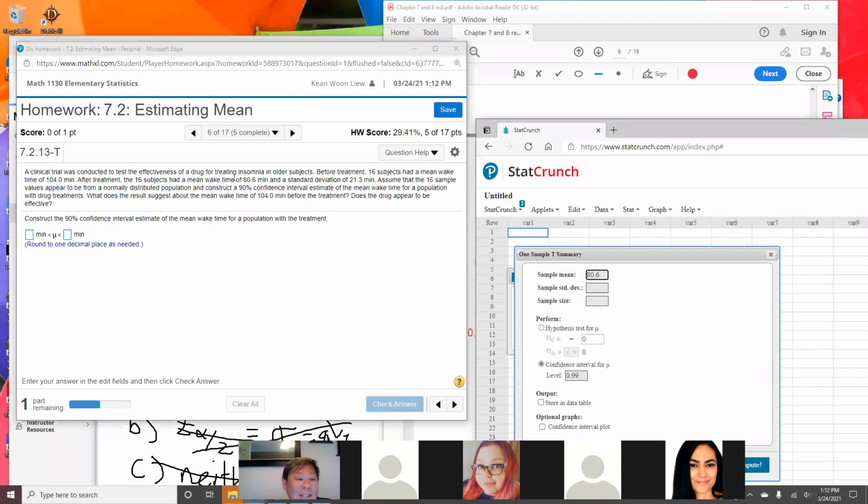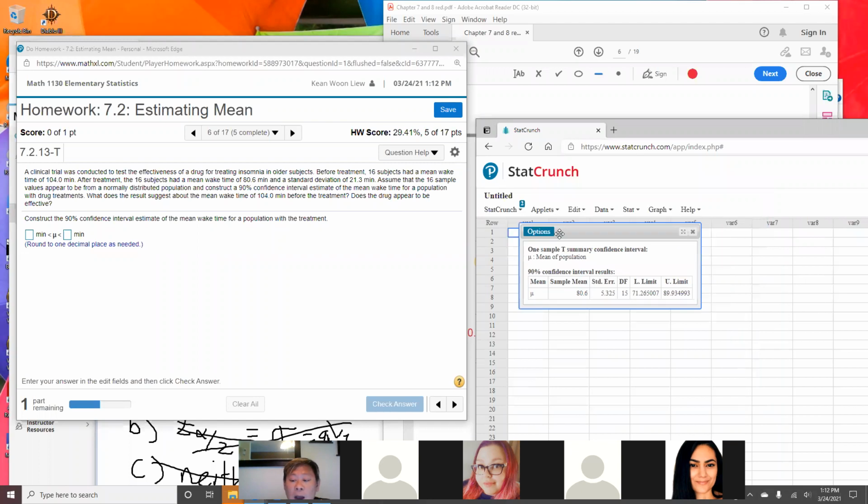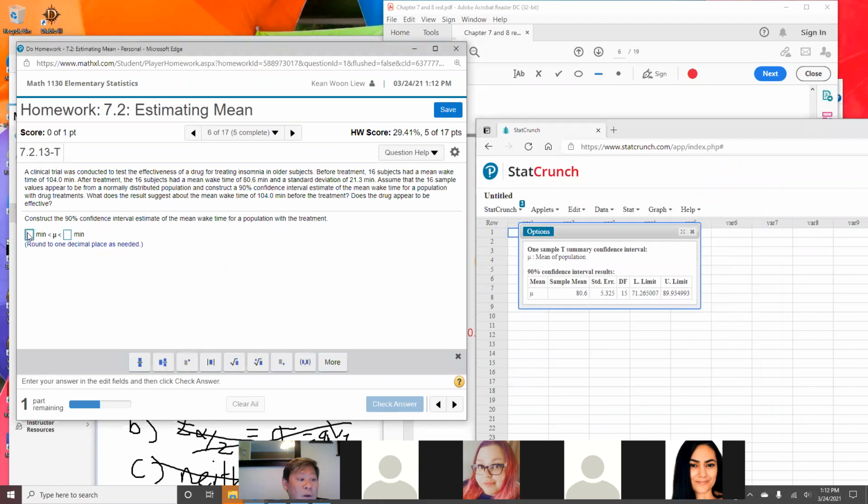So 80.6 is the mean and the standard deviation is 21.3. The sample size is 16, right? And we're looking for a 90% confidence interval. So just be careful, kind of tricky here. So this is your answer for your upper and lower. Your lower in one decimal place is 71.3 and your upper is 89.9.